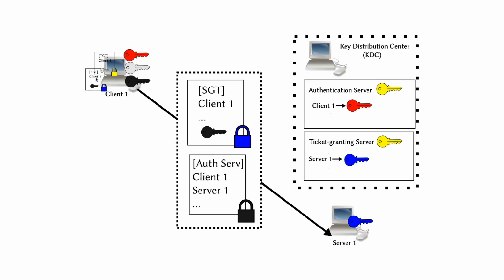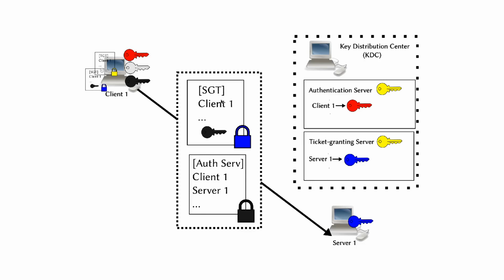So now you see here that client 1 has the service granting ticket and the new session key. With that, it can send a message to server 1 requesting that it wants to authenticate itself. And server 1 can verify that client 1 has permission, because it can check this service granting ticket, which must have been created by the ticket granting server, because only server 1 and the ticket granting server have server 1's blue key. So it sees that this service granting ticket contains client 1.